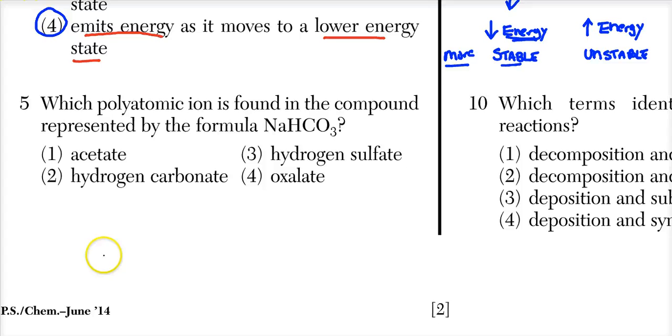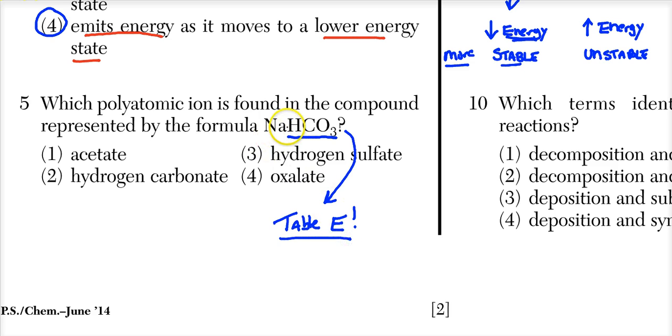Which polyatomic ion is found in the compound represented in the formula NaHCO3? Now, as I tell my own students, when you see a cluster of nonmetals, I always tell them, what the heck is that? Go to the what the heck is that table. And in this course, the what the heck table is table E. Okay, table E lists all of these nonmetal clusters of nonmetals that have a singular charge.